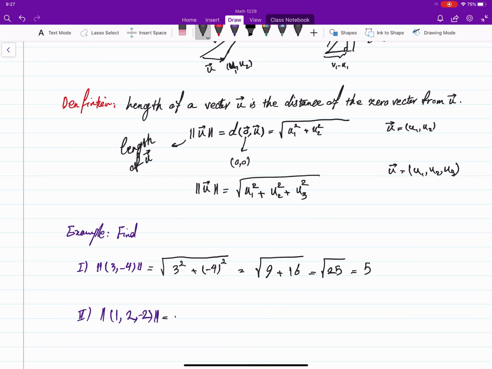How about this one? Well, square each component, add them, and find the square root. So here I have 1 squared is 1, 2 squared is 4, negative 2 squared is another 4. Well, you add those first: 4 plus 4 is 8, plus 1 is 9, and the square root of 9 is 3. The length of this vector is 3, the length of the other vector is 5.